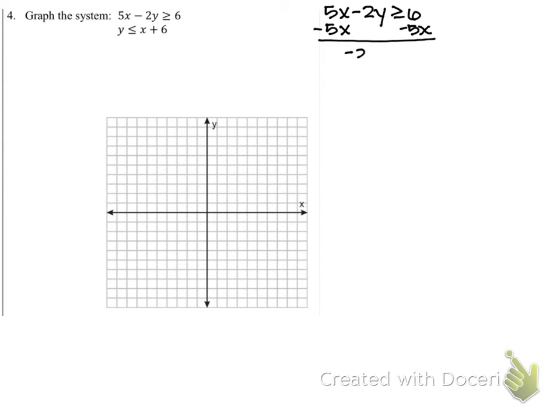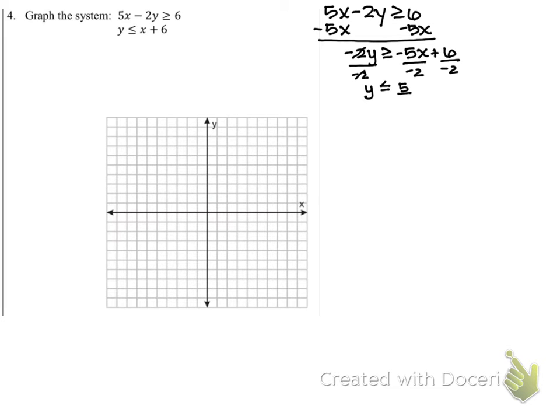Subtracting does not change the inequality symbol. I want my x to come first because that's going to help me with slope. And then I'm going to divide everybody by -2. Dividing doesn't do anything, but dividing by a negative number flips your inequality symbol. So make sure that changes.